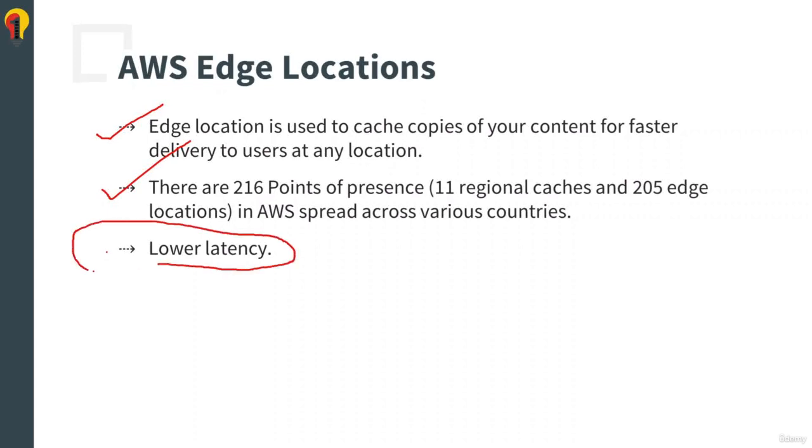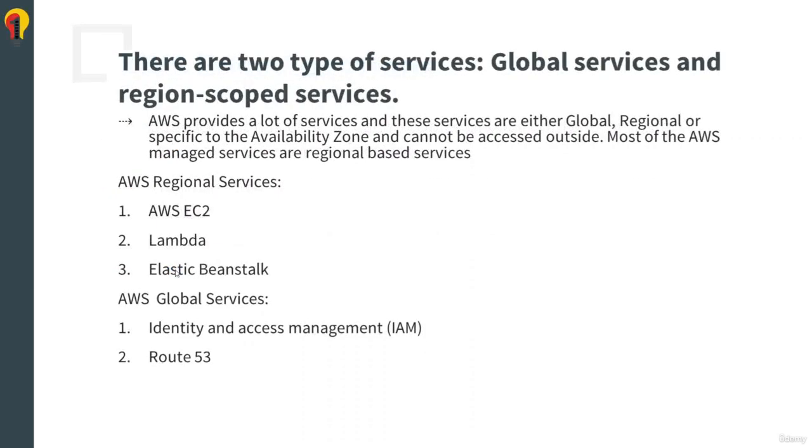There are two types of services: global services and region scope services. AWS provides a lot of services, and these services are either global, regional, or specific to the availability zone and cannot be accessed outside. Most of the AWS managed services are regional services. Examples of AWS regional services are AWS EC2, Lambda, and Elastic Beanstalk. Examples of AWS global services are IAM, Identity and Access Management, and Route 53.